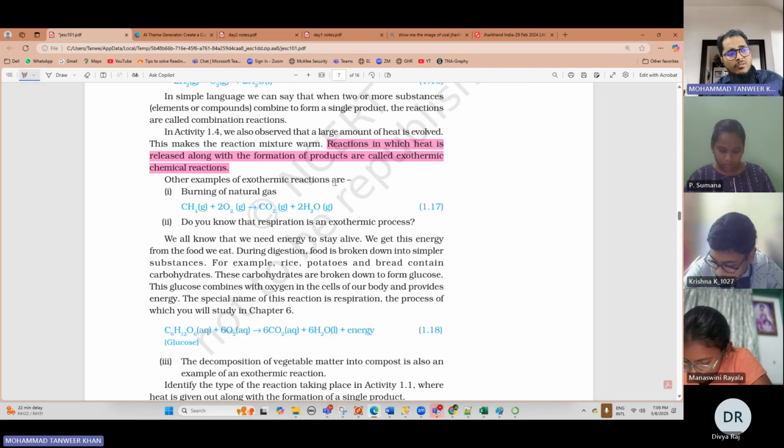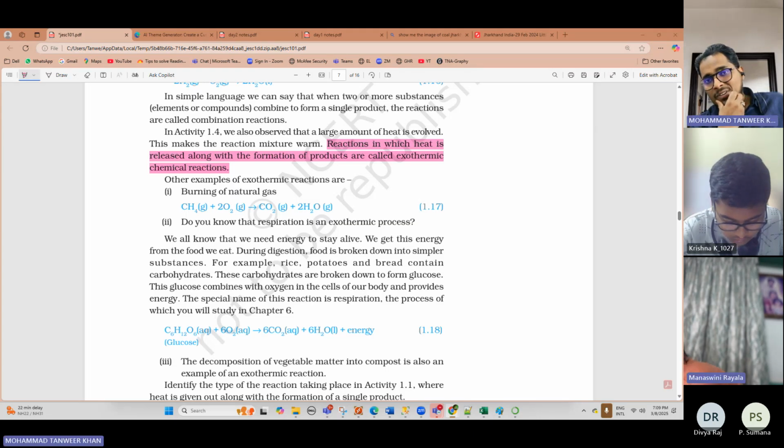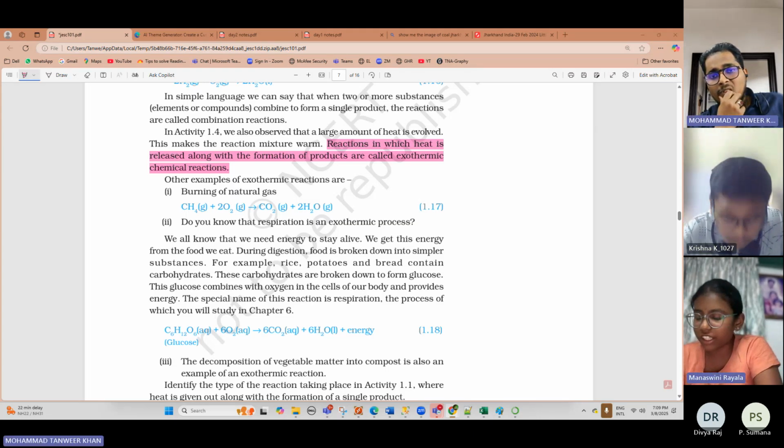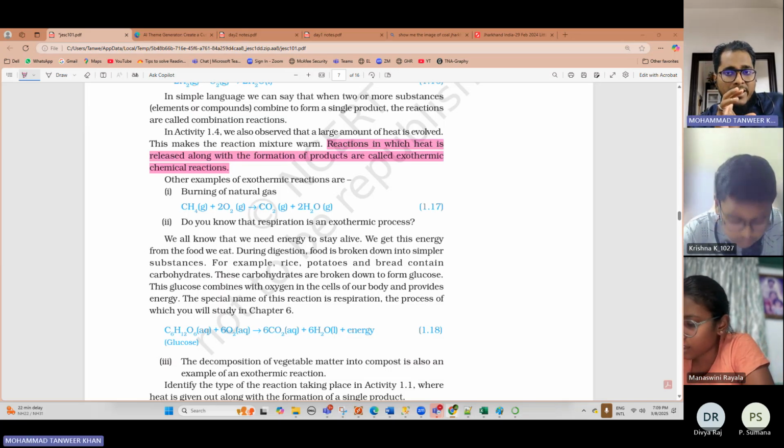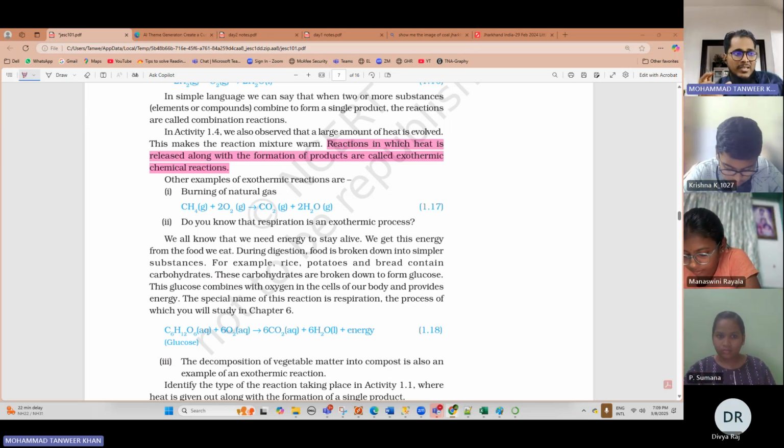Other examples of exothermic reactions are burning of natural gas. So the burning of natural gas is also an example of exothermic reaction. You can see the example here, CH4, right? Yes, sir. Methane plus oxygen gives rise. This is also an example of exothermic reaction because when you burn the natural gas, it will also release or produce heat. That's why it is also an example of exothermic reaction.